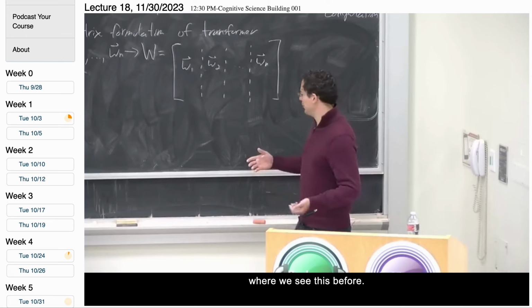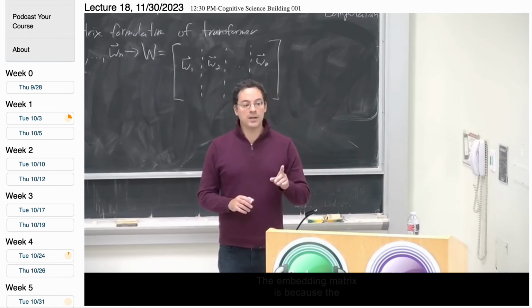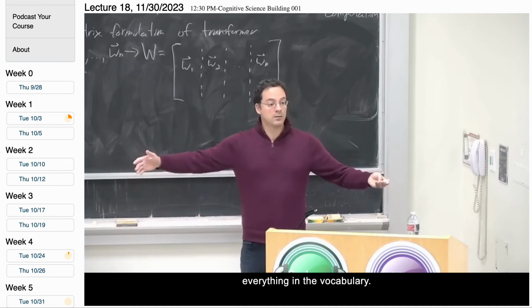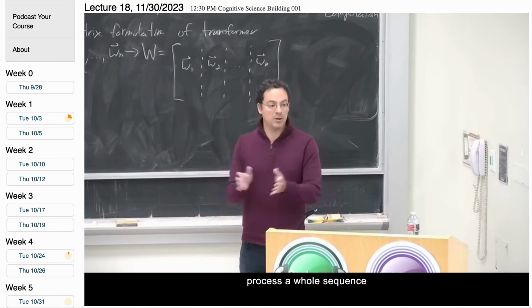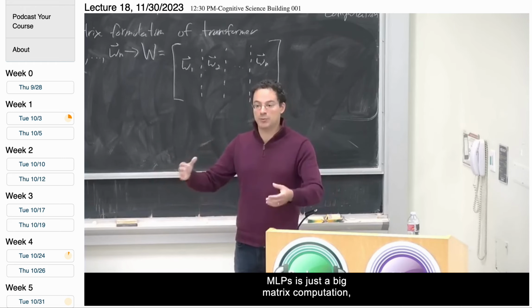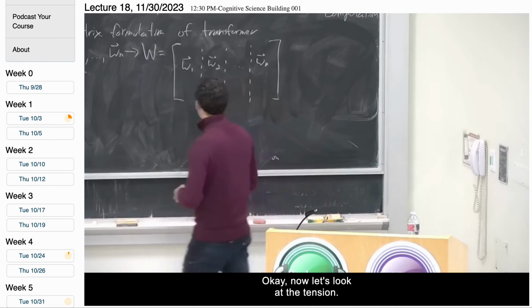Where have we seen this before? We did this one time previously in the course. Where have we seen it? Not quite. The embedding matrices are for everything in the vocabulary. When we were talking about MLPs, we were talking about how you can think about MLPs as just a big matrix computation to process a whole sequence. We saw something similar there.